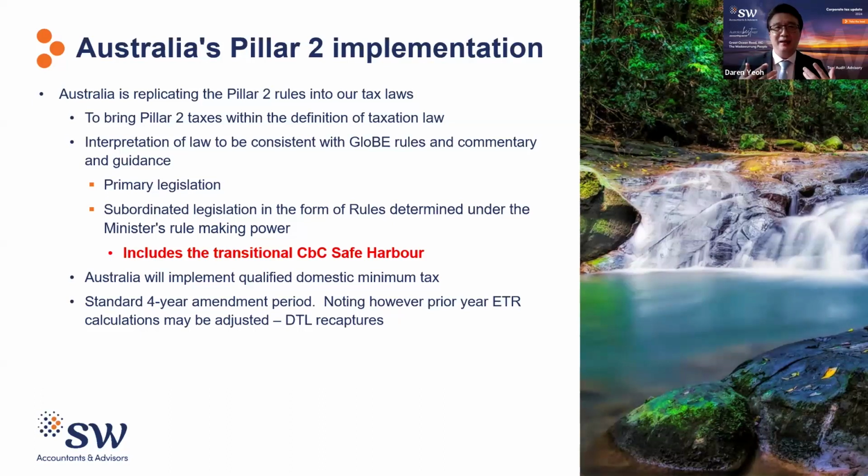But it was explained that the purpose of this is to bring Pillar 2 taxes within the definition of the taxation law. So practically, that means that the existing provisions, the tax administration provisions, will apply to the Pillar 2 taxes. So that includes the ATO information gathering powers, applying SGE penalties, GIC's penalties, requiring you to lodge forms, even the amendment period, for example.